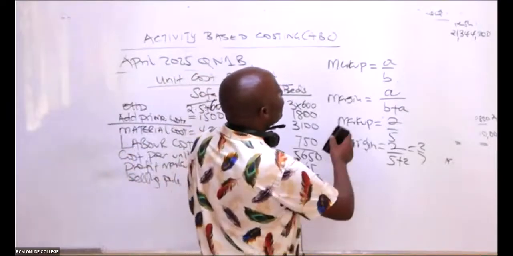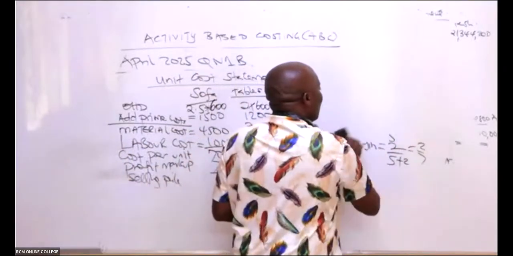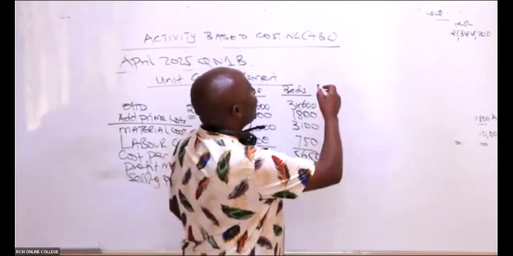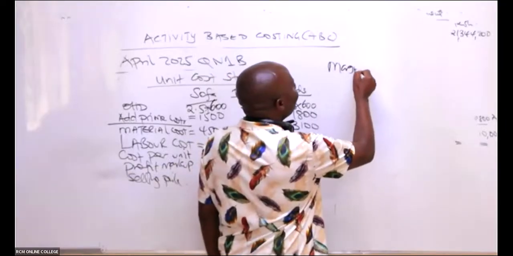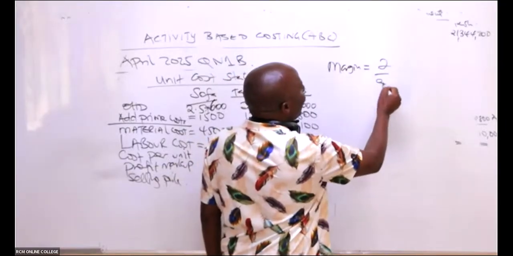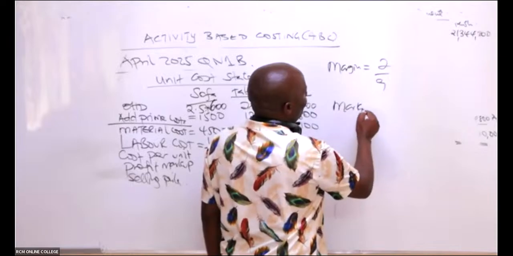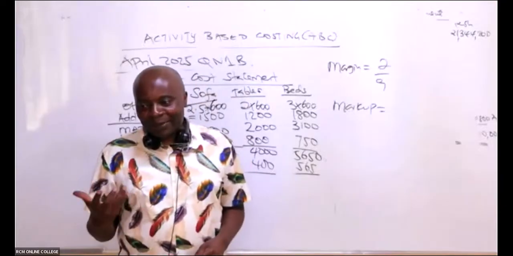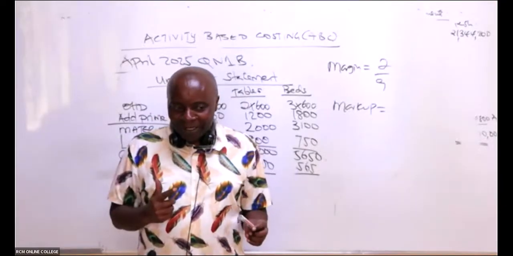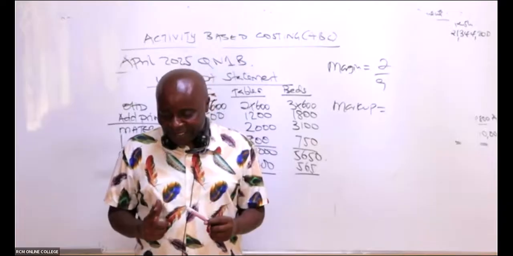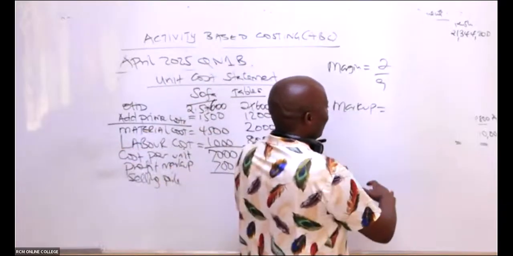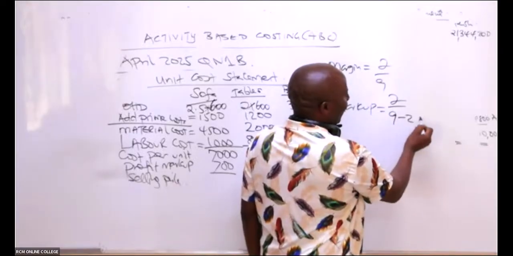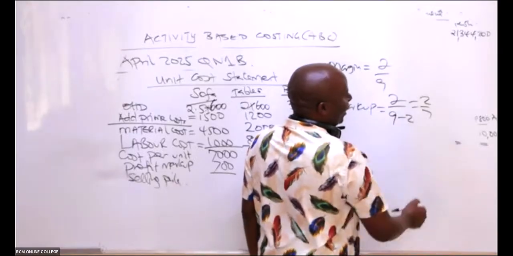What if in this case some ninja came and gave you margin as 2/9? What do you think the markup will be? Markup is a smaller one, isn't it? Yes. So for markup, always the denominator is smaller. So it'll be 2 over 9 minus 2, which will be 2 over 7.